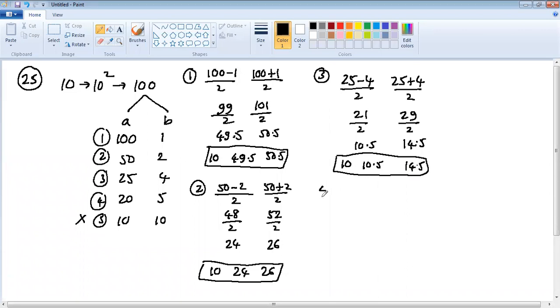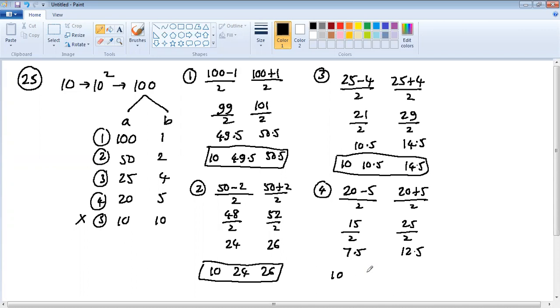Okay, and the fourth and last is 20 and 5. (20 minus 5) upon 2, (20 plus 5) upon 2. So this is 15 upon 2, this is 25 upon 2. This is 7.5, this is 12.5. So the triplet is 10, 7.5, 12.5.